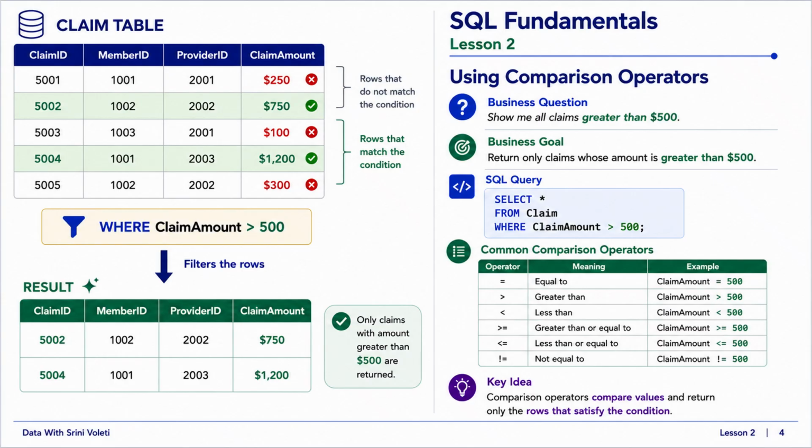Not equal to depends on the SQL database. It could be the less than, greater than symbol, or an exclamation and equal sign. That is not equal, so it returns every value except the one you specify.